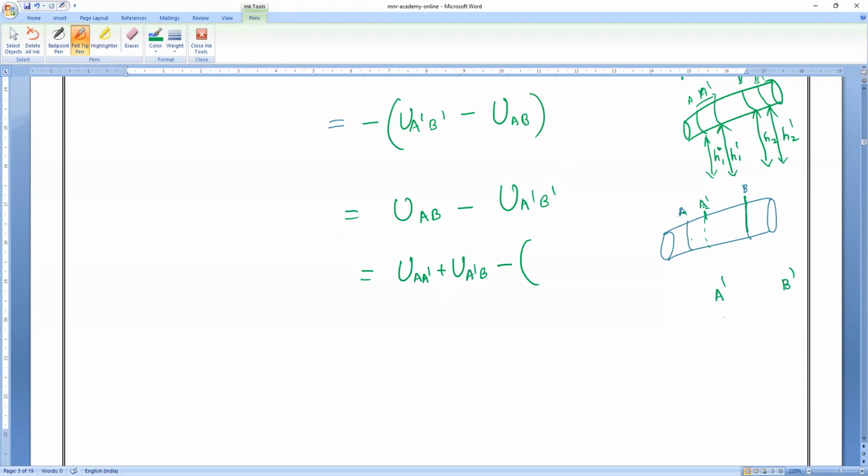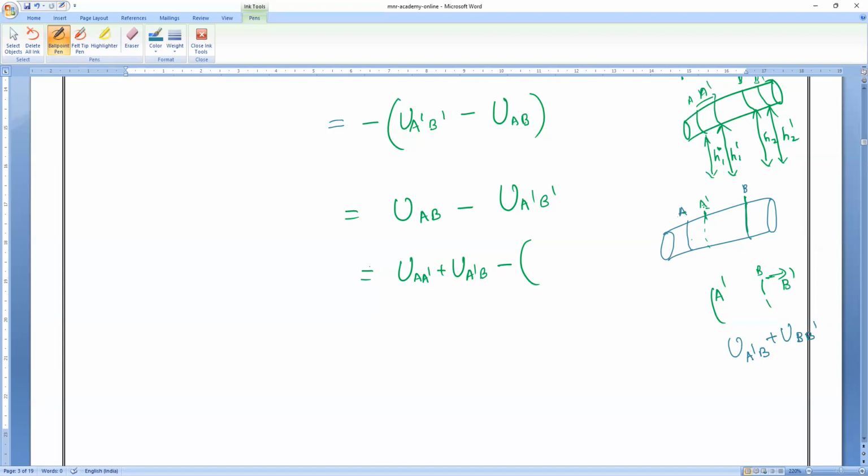So what will happen, anybody? A dash to B dash means what is there in the middle? B is there. So what will happen? Anyone can tell? A dash to B plus B to B dash. Okay? Understand?